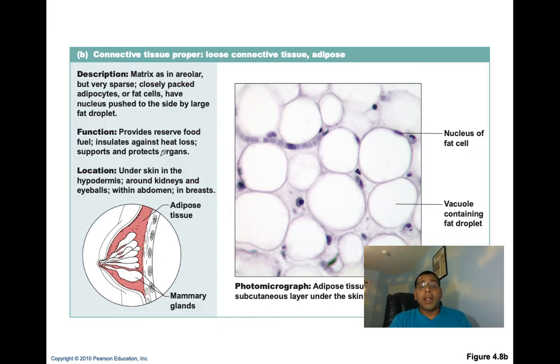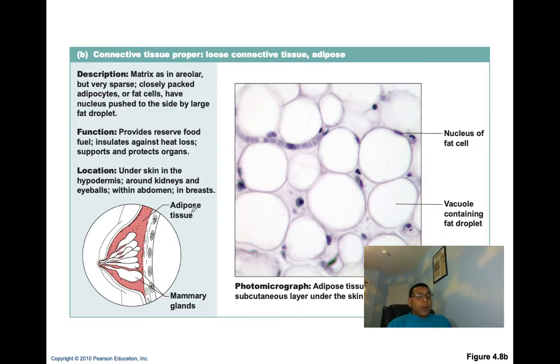Where do we find adipose? Adipose is going to be found located underneath the skin in a region that we call the hypodermis. So it's under the skin. It doesn't make up skin. I never said that. It's under the skin. Also going to be found around our kidneys and our eyeballs. Also within the abdomen and inside of breasts.